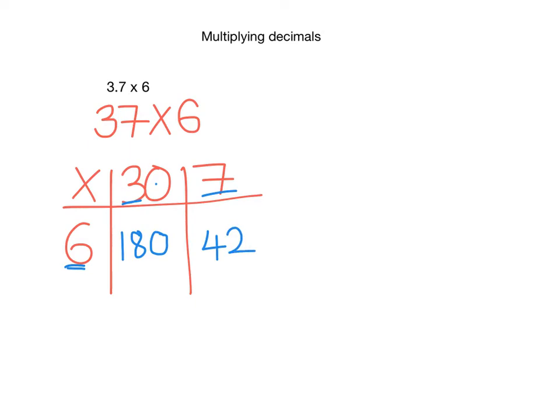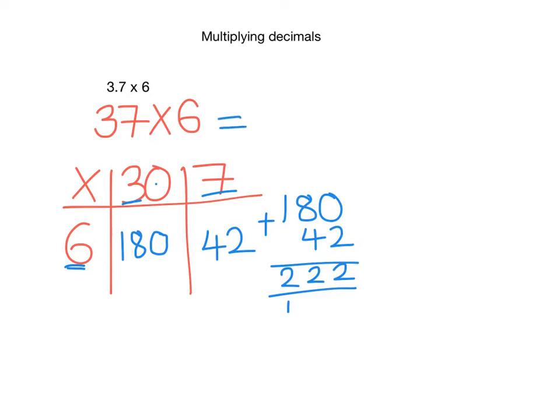So we need to add those two together, 180 plus 42, using our columns. Then that's going to give us 0 plus 2, 8 plus 4, which is 12, and then the 1 plus the 1 to get us 2. So if we did ignore the decimal point, 37 times 6 is 222.